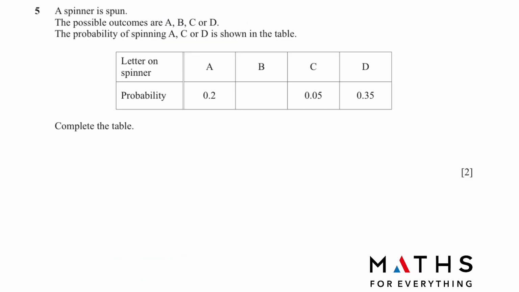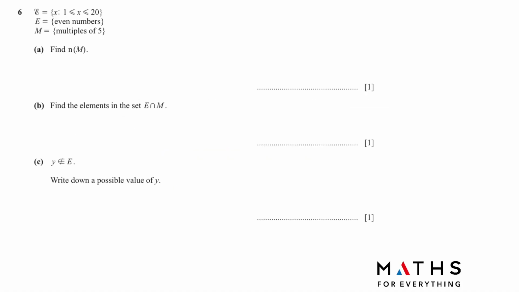We have been given a probability distribution table. One value is missing, we need to find. In probability, the sum of all the values is equal to 1. So to find the missing value, from 1 we can subtract the other values. This will give us 0.4. So B is 0.4. Question number 6.